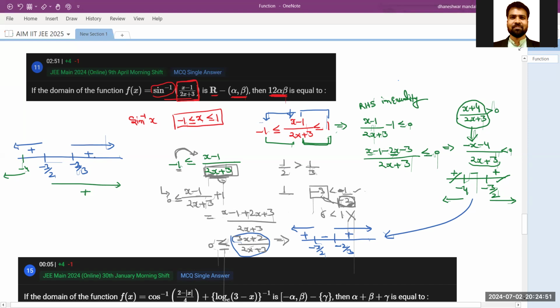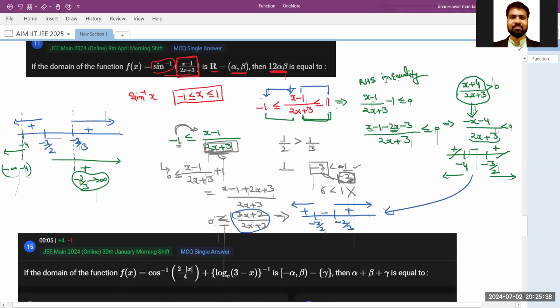See, from these two, I have to take the region which is common. So from here, minus 2 by 3 to infinity, you can take any number. Okay. Is this clear to everyone? And from here, minus infinity to minus 4, you can take any number. Is this clear or not? Okay. Now, what are this alpha and beta from here?